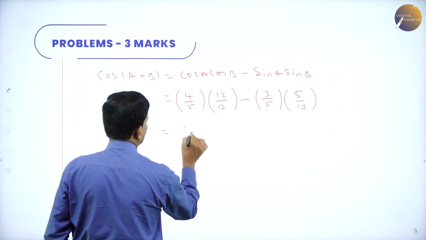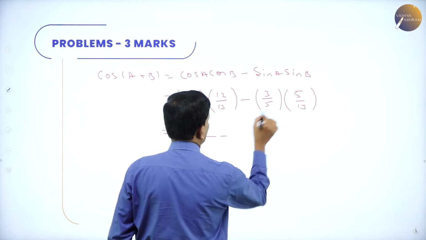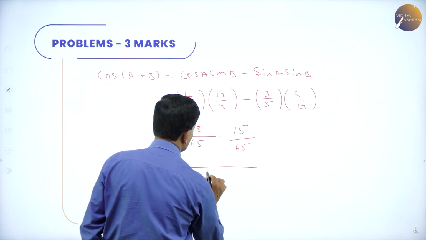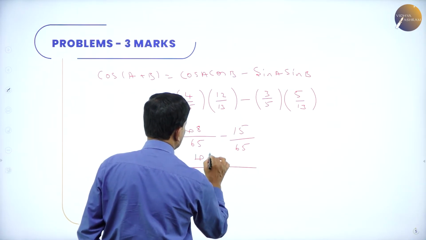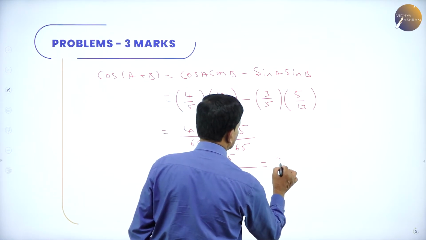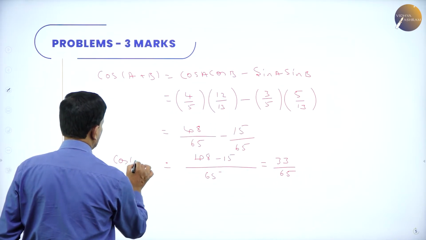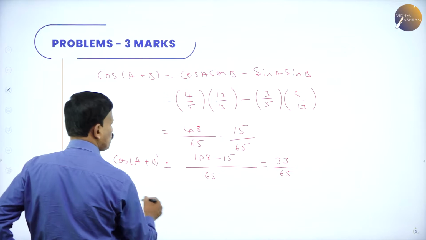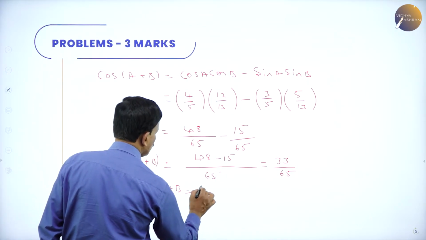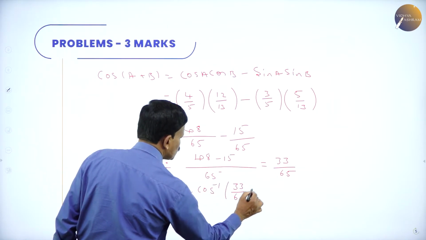So 12 into 4, 48 divided by 65 minus 5 3s are 15 divided by 65. Take LCM, 65 is the LCM, 48 minus 15. What is 48 minus 15? This is equal to 33 divided by 65. What is on the left hand side? Cos A plus B. Now cos A plus B is equal to 33 divided by 65. Therefore, A plus B can be written as cos inverse of 33 divided by 65.